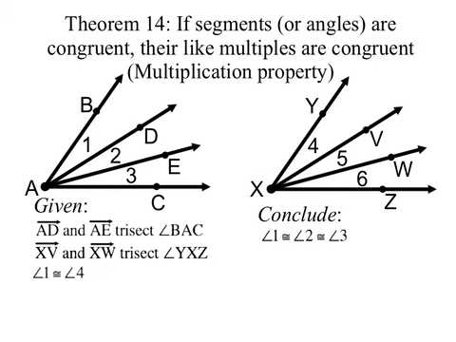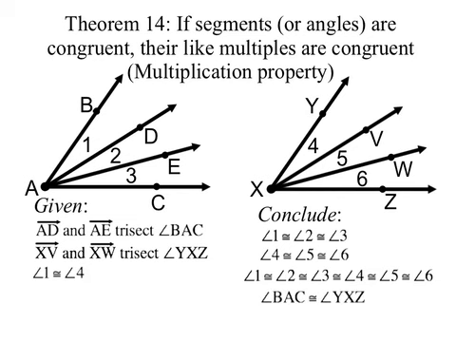Well, one conclusion then, because of what we know about trisection, is that angle 1, angle 2, and angle 3 are all congruent. And on the right side, angles 4, 5, and 6 are all congruent. And since angle 1 is congruent to angle 4, all 6 of those angles are congruent. And then this theorem allows us to conclude that angle BAC is congruent to YXZ. And we'll show the last one with arcs. Angle BAD is congruent to YXW, and also angle DAC is congruent to angle VXW.